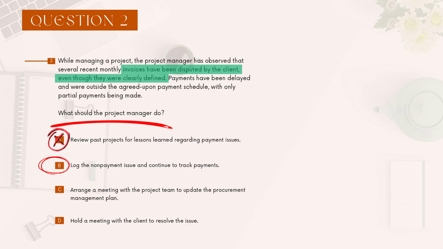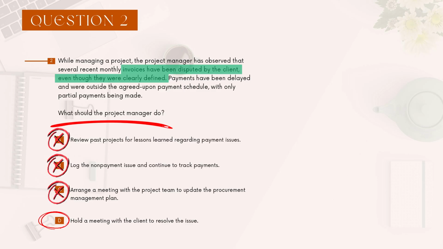B, log the non-payment issue and continue to track payments. All right, B doesn't really solve the issue. You have the non-payment issue, right? But you're continuing to track payments when this client is clearly not paying the full amount. B doesn't solve the issue, and I'm going to eliminate it. C, arrange a meeting with the project team to update the procurement management plan. Okay. It's always a good idea to speak to the project team, but does this issue really involve them or does it involve the client? I'm going to eliminate it.